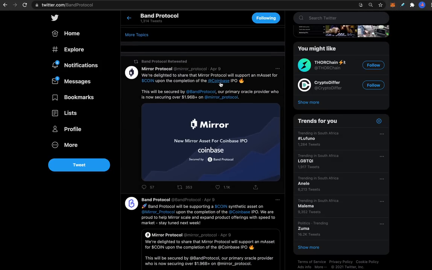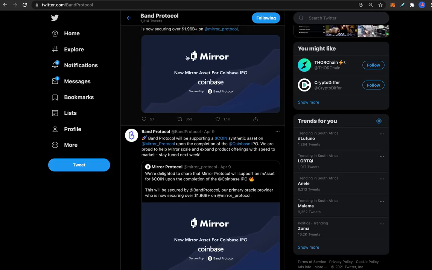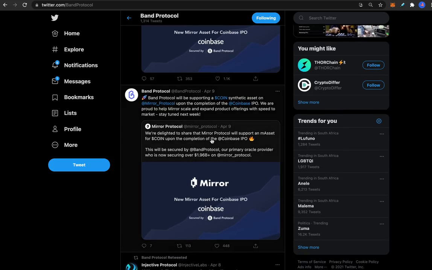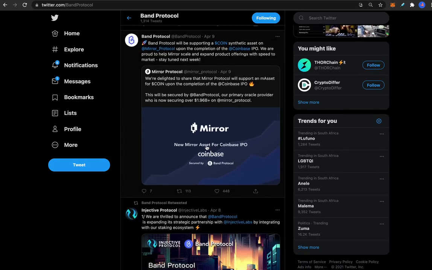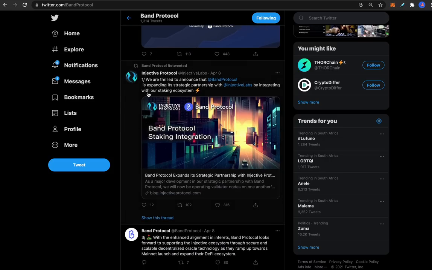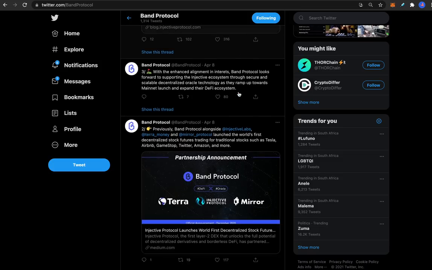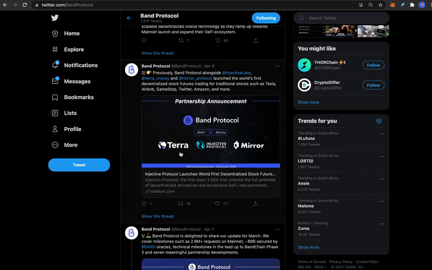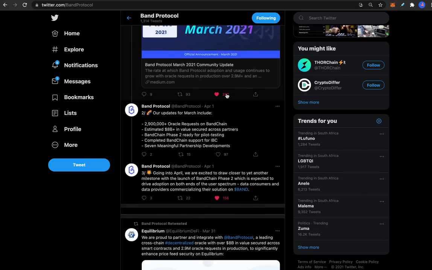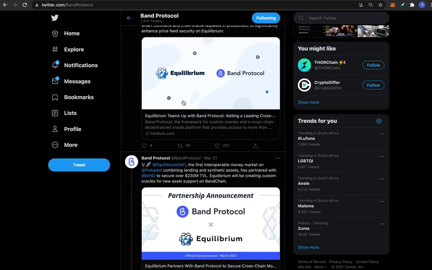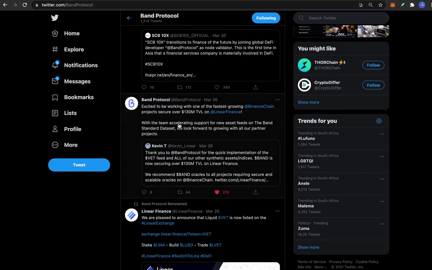Mirror Protocol is talking about Band Protocol here, of course. They have $2 billion in assets in their system. Injective Protocol is announcing a partnership with Band Protocol. The Terra ecosystem is using Band Protocol, and so on and so forth. So you can see that this is really gaining adoption all the time, and the projects that use Band Protocol actually have really good success as well.